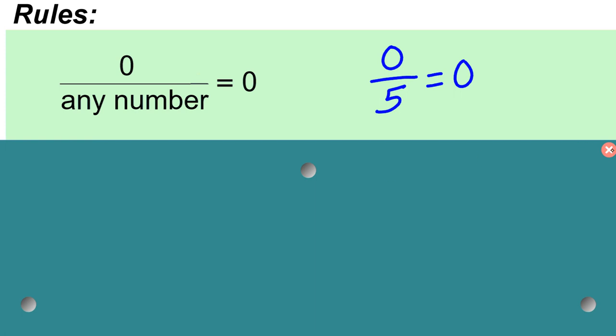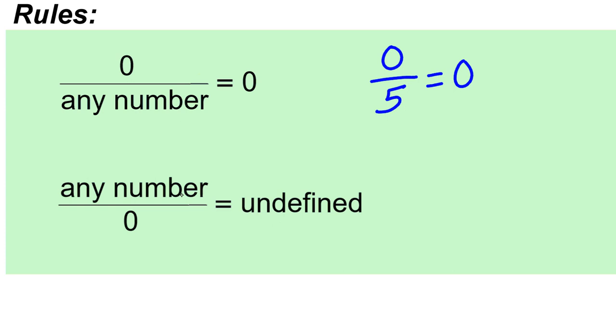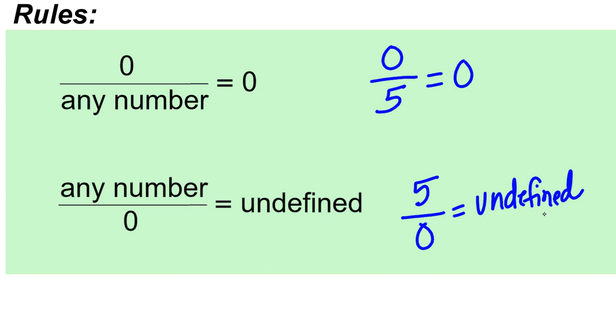Which brings us to the next one: any number divided by 0 is undefined. Let's think about what that means. 5 divided by 0. Can I take 5 items and put them into 0 piles? What would be in each pile? Well, that's impossible. Because it's impossible, that's what makes it undefined. It's undefinable in what we know right now.